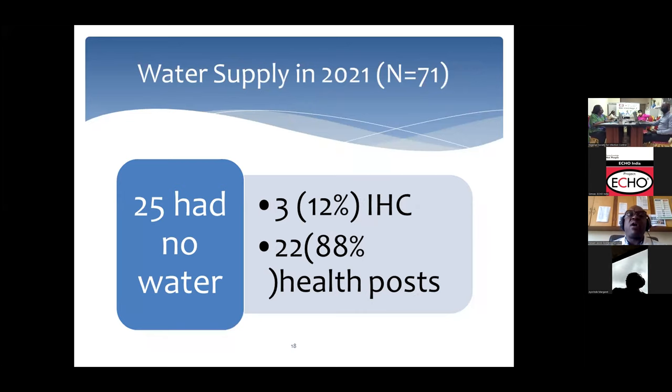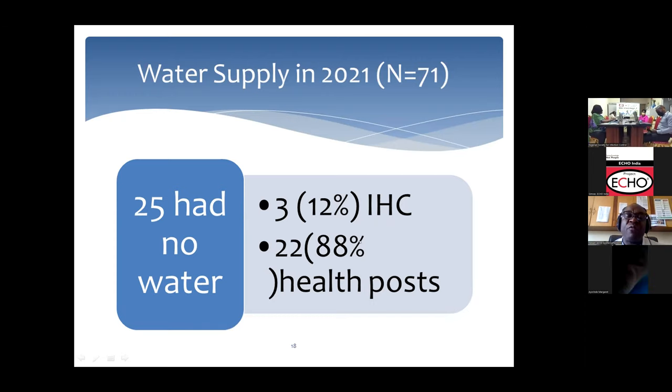Now, the next thing, we also specifically looked at water, and this was in 2021. We assessed 71 facilities, and out of those 71 facilities, 25% had no water at all. And then out of those 25%, up to 90% of them were health posts. Only 12% were integrated health centers. Now, this was just in relation to whether there is even water. We did not even look at the quality of the water. If we had to go into the quality, many more facilities would have been considered not to have water.